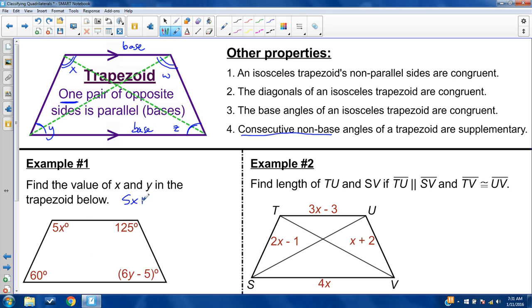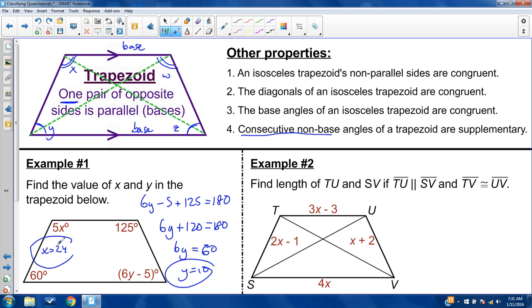Anyway, 5x plus 60 is 180, supplementary. So 5x is 120. So x equals 24. Okay. Y, if I add these up, 6y minus 5 plus 125 equals 180. 6y plus 120 equals 180. 6y equals 60. Therefore, y equals 10. And there you go. We solved them.